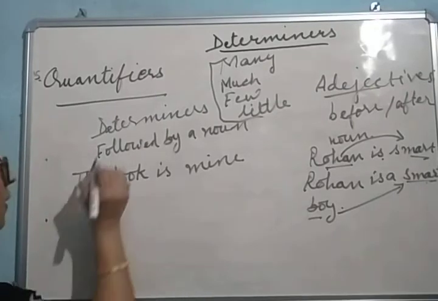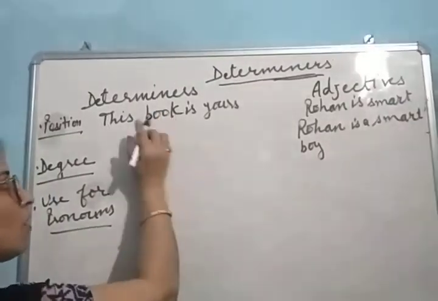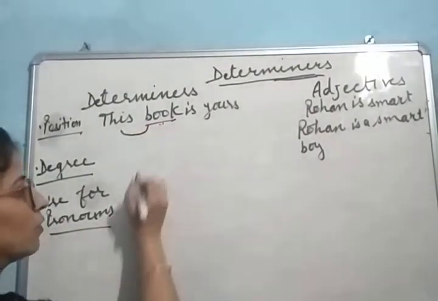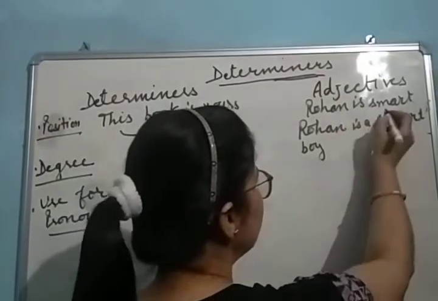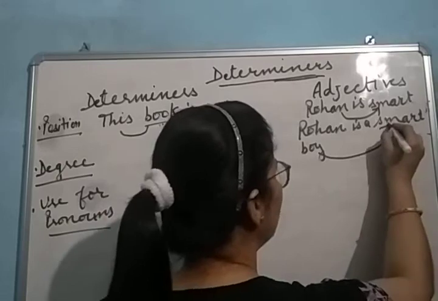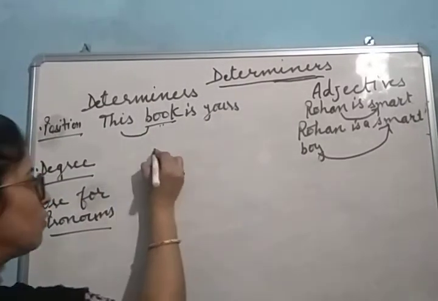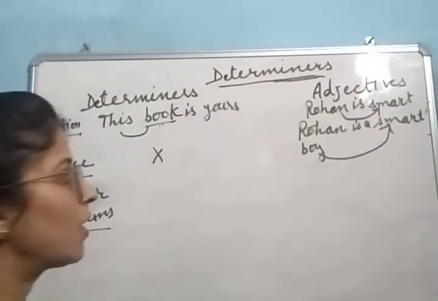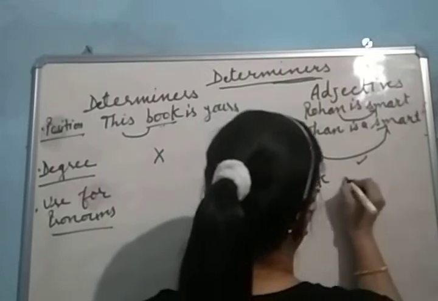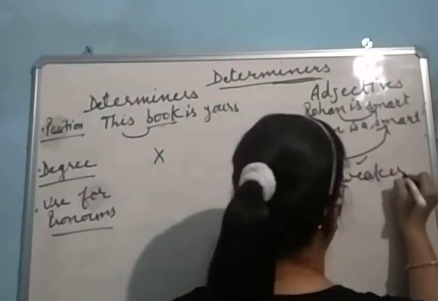Next, we have discussed the position. The position of a determiner is always before a noun, whereas the position of an adjective may be after a noun or before a noun. And the next difference is regarding degree. Determiners don't have degrees, whereas adjectives have degrees. Just like we can say weak, weaker, weakest.